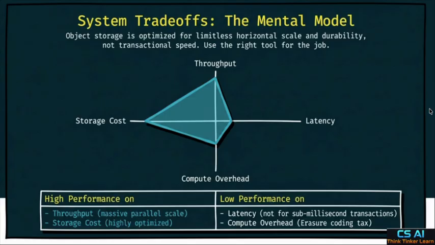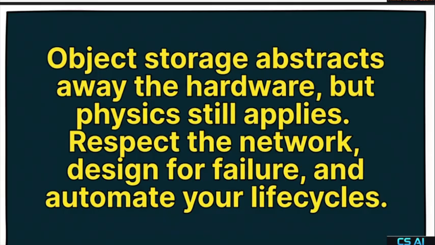The mental model for object storage is this: it is optimized for limitless horizontal scale and durability, not transactional speed. On our trade-off chart, you can see it excels at throughput and storage cost, but it struggles with latency and compute overhead due to erasure coding. It is a warehouse, not a high-frequency trading floor. Use the right tool for the job. Object storage abstracts away the hardware, but the physics of the network still apply. Design for failure and automate your lifecycles.